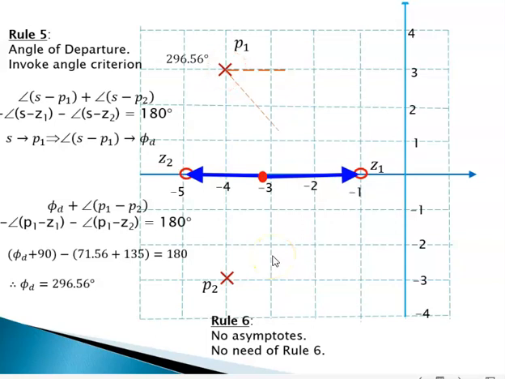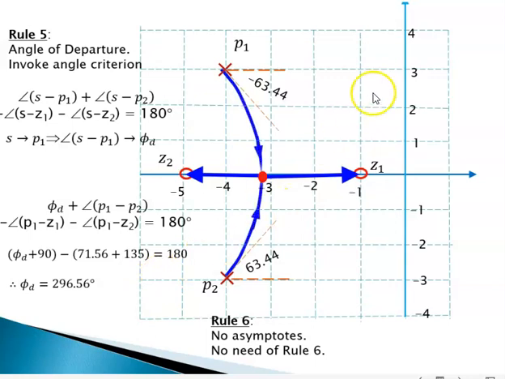So we'll show this angle here. Minus 63.44 is the angle of departure here, plus 63.44 is the angle of departure here. So you draw a smooth curve which is tangent to this and passes through this point. So you obtain this curve. You can see it's not intersecting with the imaginary axis. That is why we didn't apply rule 6 here.